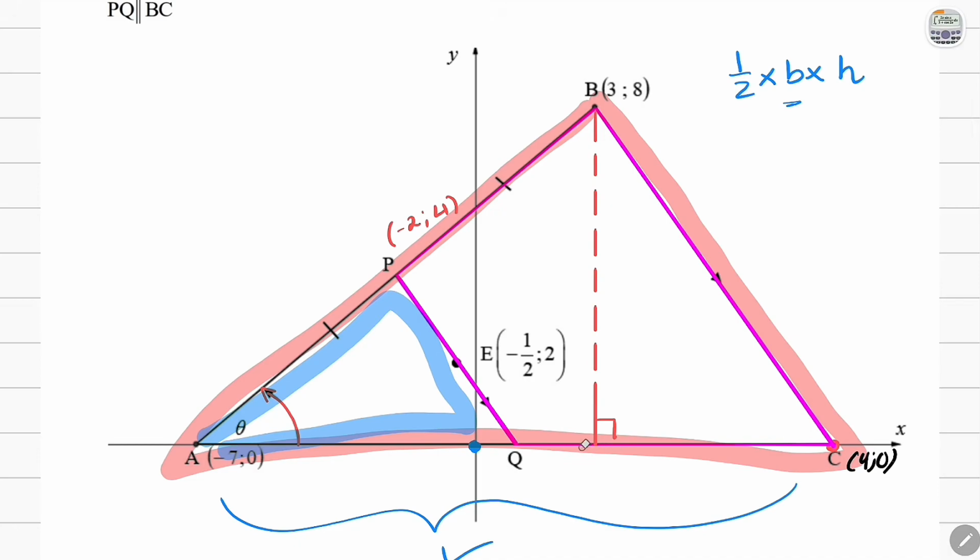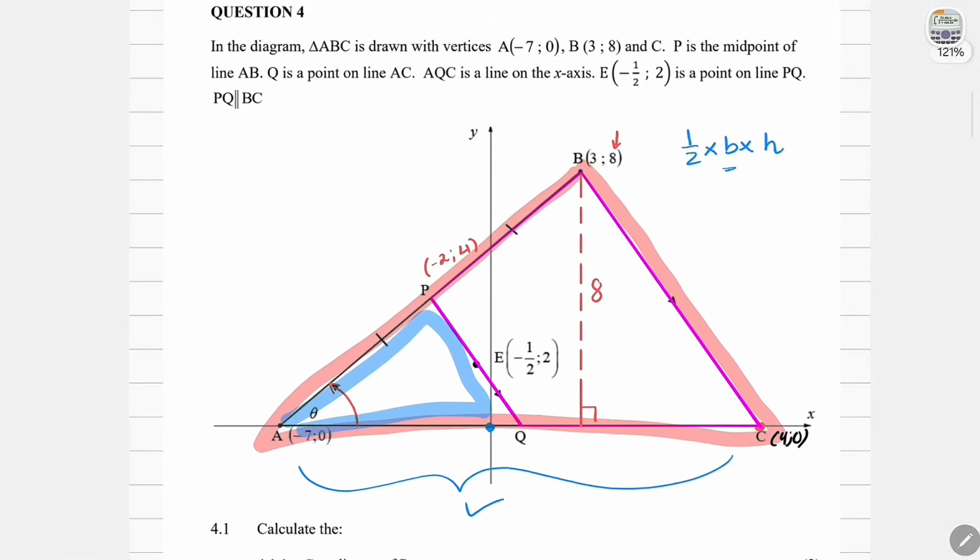Okay, from the ground, from the x-axis all the way up here, we went how many units up? We went 8 units up. That's why B is (3, 8), okay? 3 to the right and 8 up. So it's 8 units, and so that's the height.